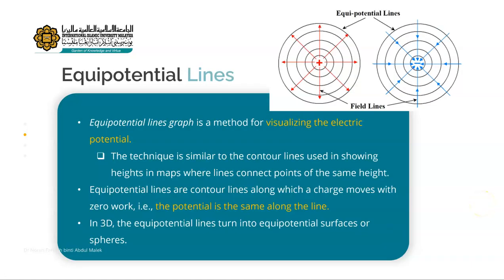Now, equipotential lines. It is a method for visualizing the electric potential. This technique is similar to the contour lines used in showing heights in maps, when lines connect points of the same height. Equipotential lines are contour lines along which charge moves with zero work. So the potential is the same along the line. In 3D, the equipotential lines turn into equipotential surfaces or spheres.